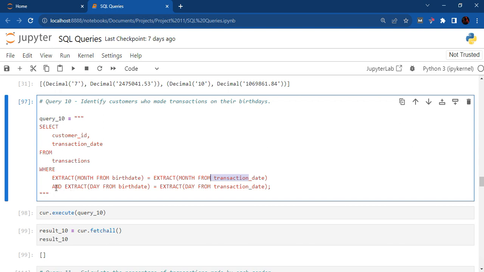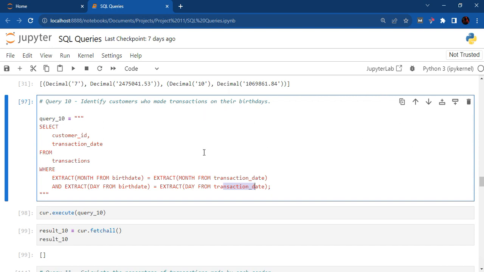And also remember, when you use AND, both conditions must be correct. So this one should be correct and this one should be correct for it to execute. Now also extract the day from the birthday, and also the day from the transaction date. Now the year does not matter here, because if someone was born, let me say, September 10, 2001, that is his birth date. Now let me say he made a transaction on September 10, 2024.